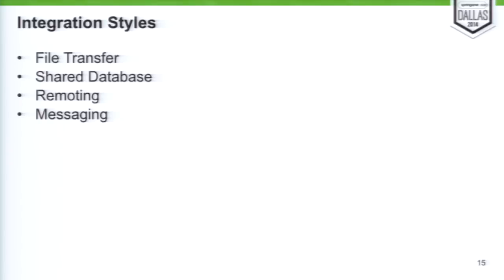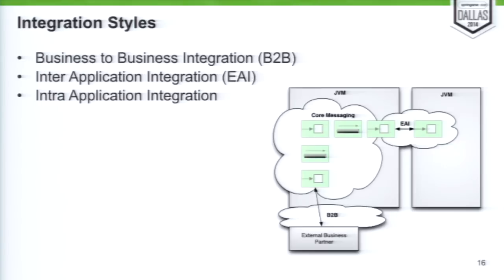Basically, we live in a world where everything needs to be integrated. There's stuff on disparate systems, and you need to get a hold of it, or different applications need to talk to each other. Historically, we had a couple of different integration styles, like file transfer, shared database, remoting, or messaging. Spring Integration is a messaging type of framework, and you basically pass data through channels between various adapters.